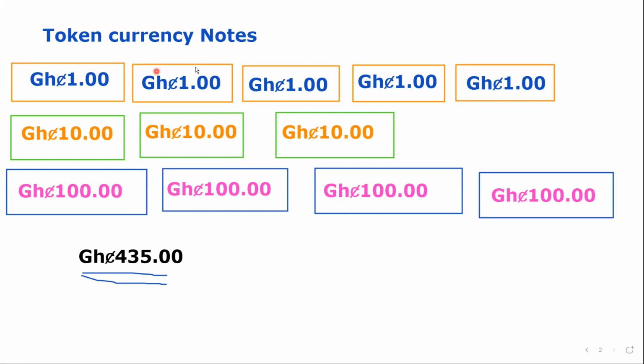So after you have taken care of the modeling, then you write the total amount that you use this pattern to represent. So this is the procedure that we use to draw or model money quantities by using the token currency method. Okay, good.